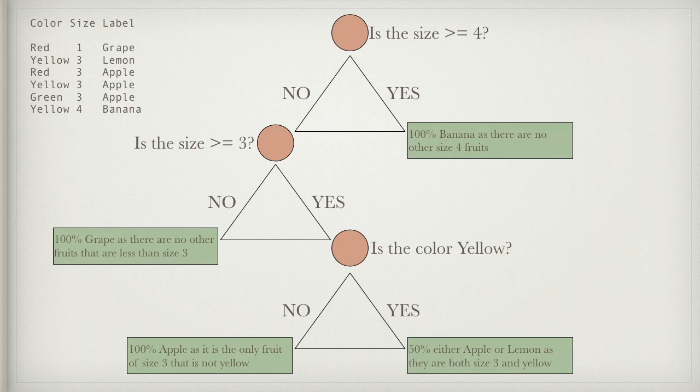However, if it is size 3 or greater, then the computer needs to ask if the color is yellow. If the color is not yellow, then it must be an apple, as it is the only fruit that is size 3 and is not yellow. However, if the color is yellow and we're still in size 3, then there's a 50-50 chance that it's either a lemon or an apple. So the computer really can't figure out those two, but it will give you that information.